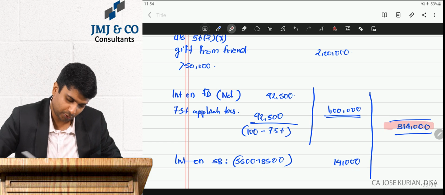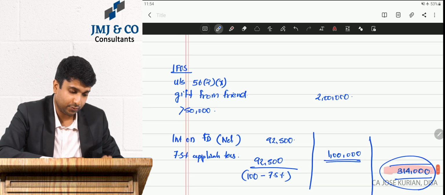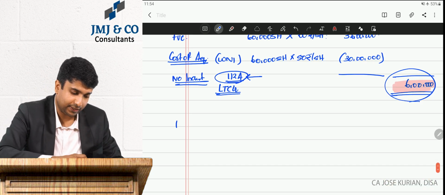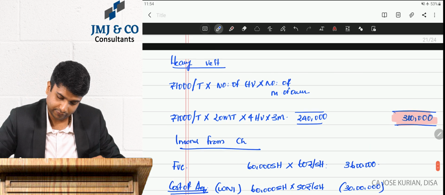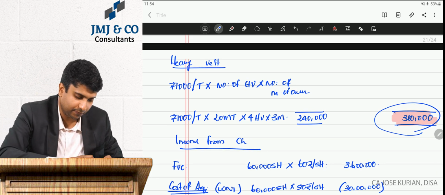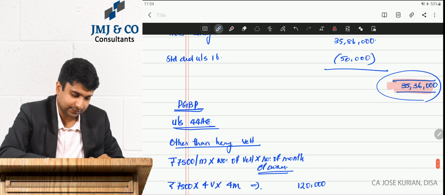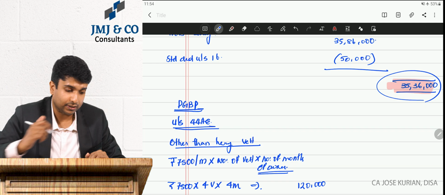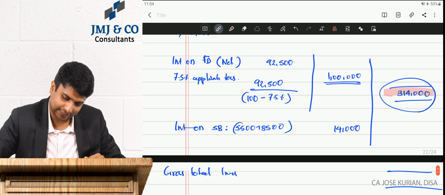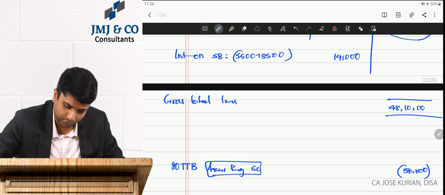So now, to the gross total income, we have 3,14,000 plus you have 6 lakhs from long term capital gain, plus you have 3,60,000 from PGVP, and 35 lakhs 36,000 from your salary income as well. So the gross total income would be definitely 48,10,000. So 48,10,000 is your gross total income.